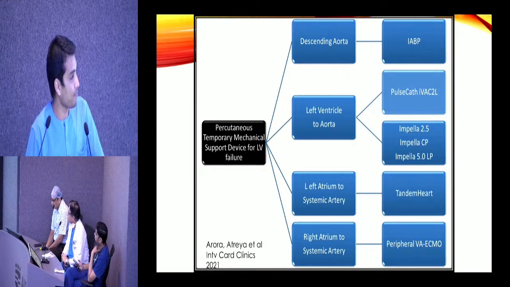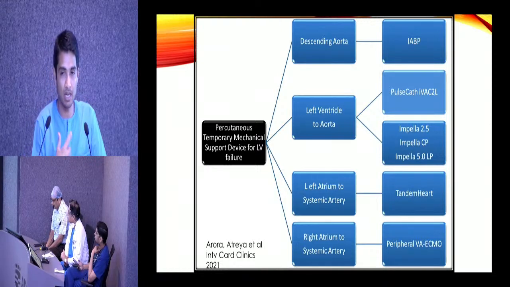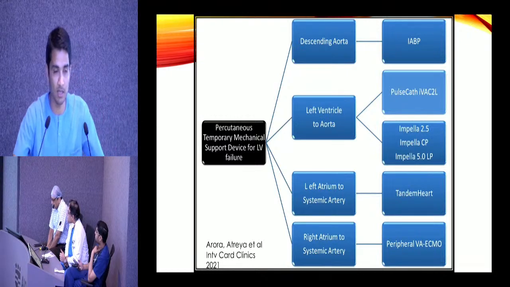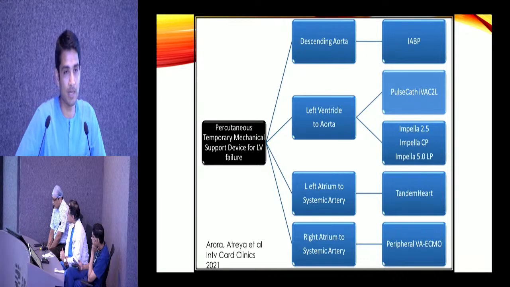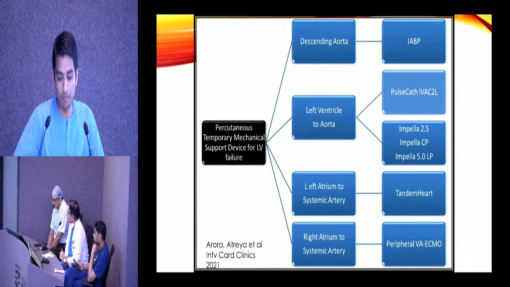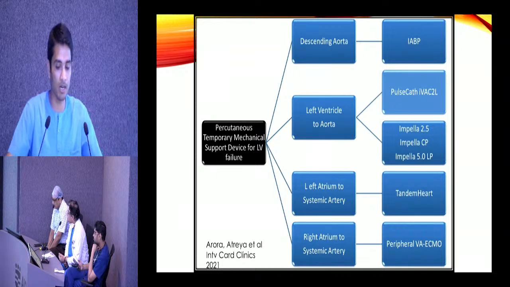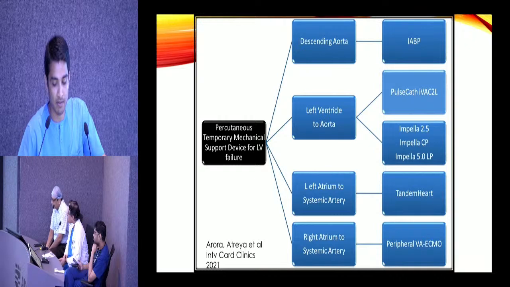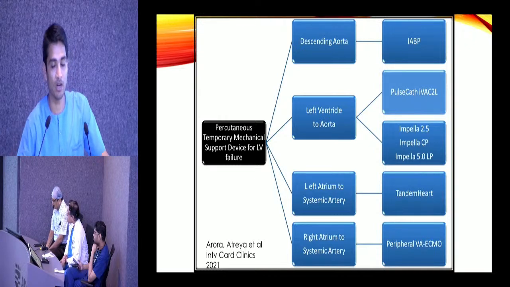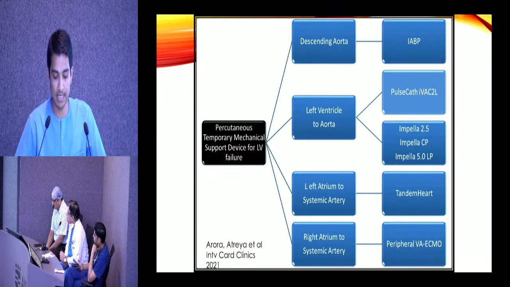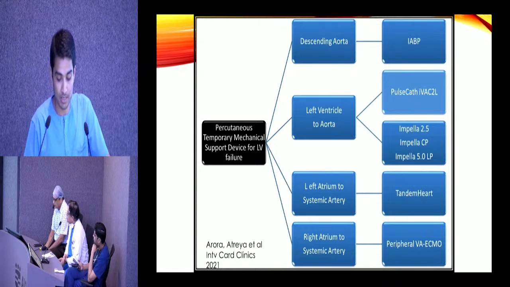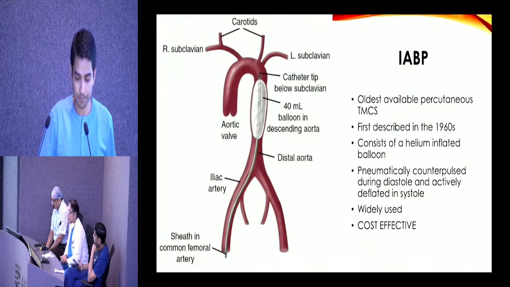But there are a couple of left ventricle to aorta devices which unload the LV, and we'll talk about the Impella, the whole family of Impella devices, as well as the PulseCath device, which is not so much a device for cardiogenic shock, but it is one of the options. Then if you look at the circuit, the left atrium to systemic artery, that's a TandemHeart, or if you add an oxygenator to that, that's a LAVA ECMO. We'll look at the graphics for that. And the peripheral VA ECMO is a right atrium to systemic artery support device.